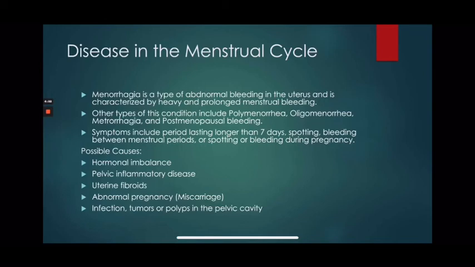As for symptoms, a few include a period lasting longer than 7 days, bleeding in between menstrual periods, or spotting, or bleeding during pregnancy. Possible causes could be from hormonal imbalance, pelvic inflammatory disease, uterine fibroids, abnormal pregnancy, including a miscarriage, infection, tumors, or polyps in the pelvic cavity, as well as others.